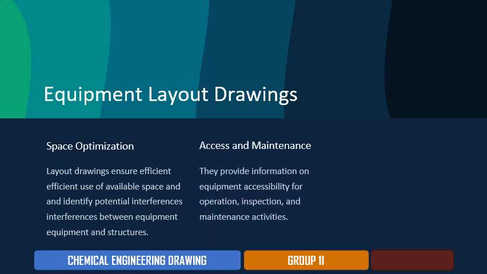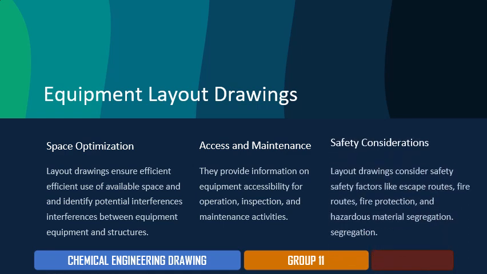Also, access and maintenance. If we have information on how the whole process plant is laid out, it provides information for access and maintenance. Access for users who use the facility, and for maintenance purposes when professionals come to do any maintenance work on the existing structures. Safety considerations.